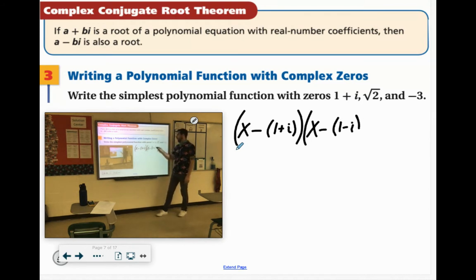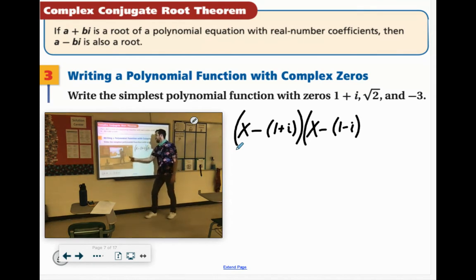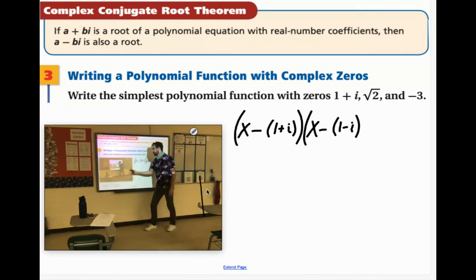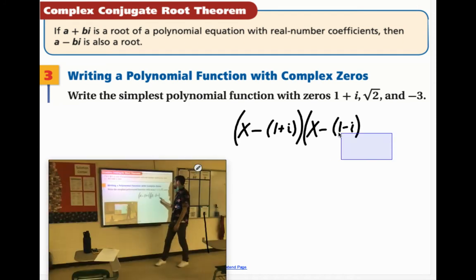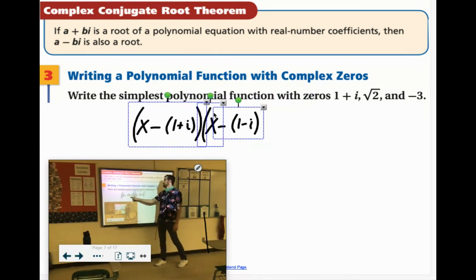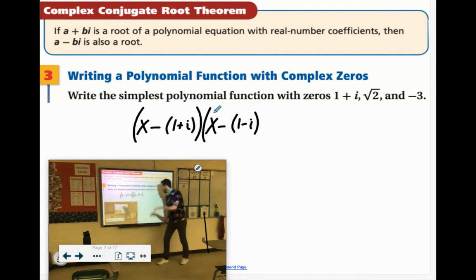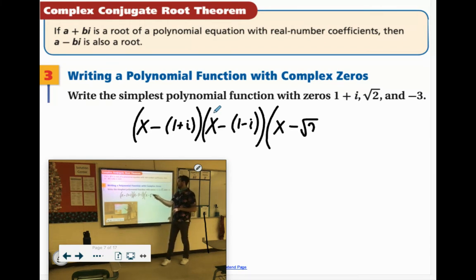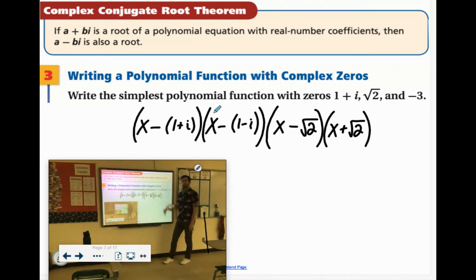I'm going to need some more room here, and honestly, this is probably going to take a couple of videos, so stay with me. All right, so there's two of them. Now we have this square root of 2. Oh, whoops, forgot that. So we have x minus the square root of 2. But when you have square roots like that, it can also be the other version of it, so we'll say x plus root 2. And then this last one's kind of boring. It's just negative 3, so we write that as x plus 3.